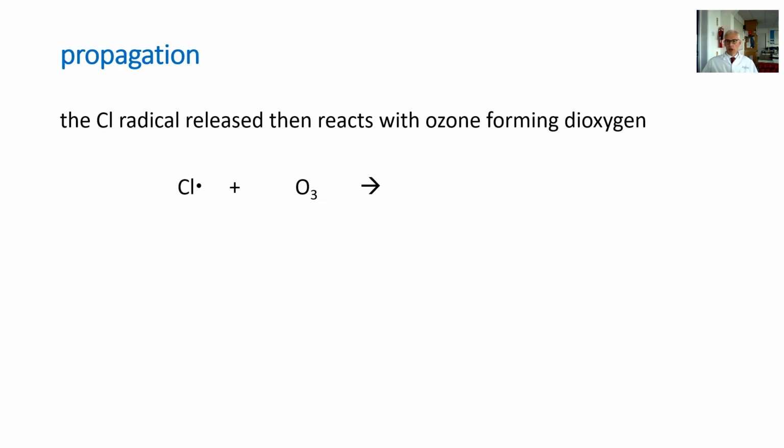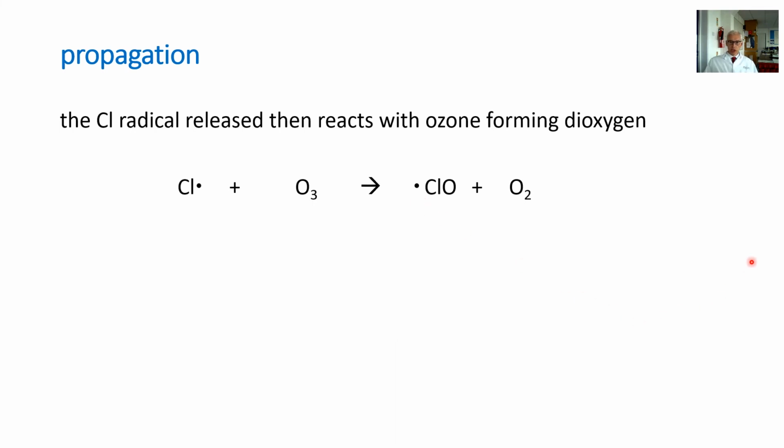reacts with ozone, forming dioxygen. So the chlorine radical reacts with ozone. One of the products is dioxygen, O2. Could you complete and balance the equation? So we get dioxygen and a radical formed between chlorine and oxygen. An unpaired electron is indicated.